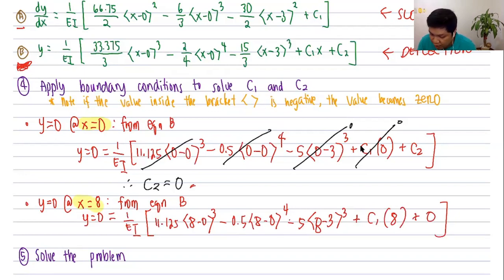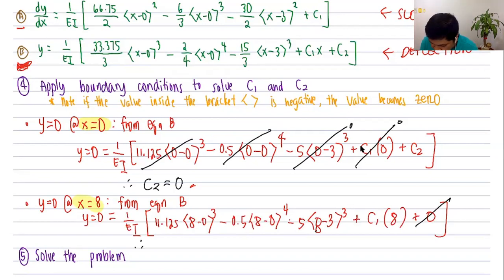Okay? Now, I can say here that I can cancel nothing, actually. Because 8 minus 0, that's positive. 8 minus 0, that's positive. 8 minus 3, that's positive. Okay? So the 0 only remains there, then C1 times 8. I can now solve for C1. I equate everything to 0.